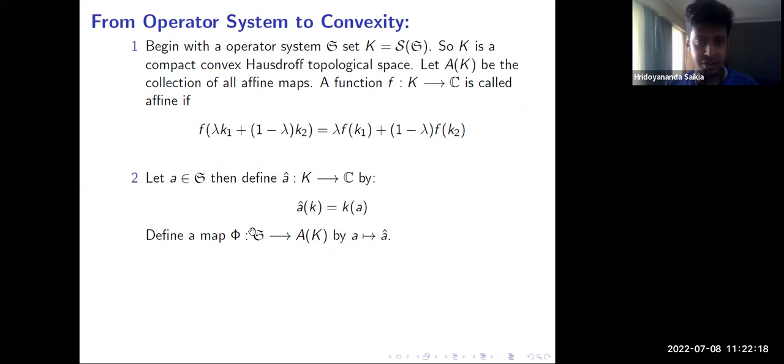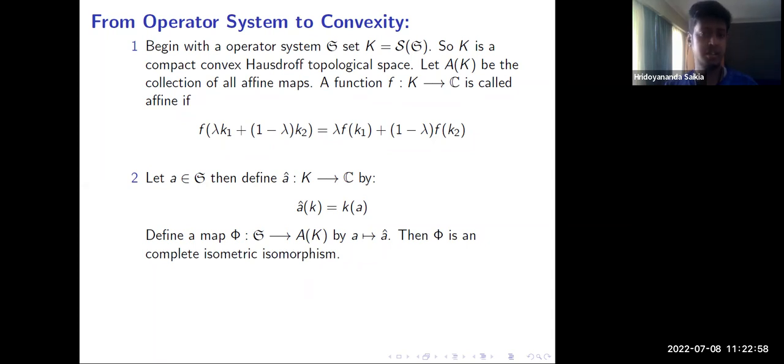Here S is an operator system. A(K) is the set of all affine functions. Now you can show that this is actually an operator system contained in the C-star algebra of all continuous functions on K. Now, what is the beautiful theorem? The theorem says that this map Phi is actually a bijection. Secondly, it is a positive map. Thirdly, it is an isometric map. That means capital Phi is a complete isometric isomorphism.